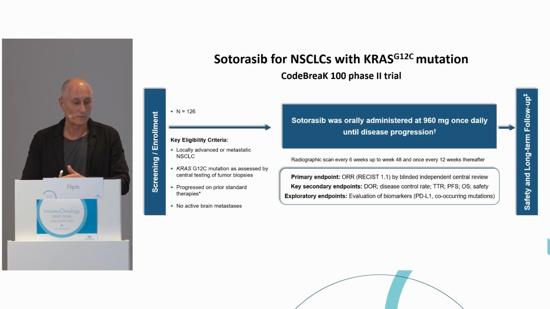Patients must have progressed on prior standard treatments, and no brain mets were allowed. So sotorasib was orally administered at 960 milligram once daily until disease progression. This is pretty interesting because today in the issue of JCO, it was published today, this was discussed, because at this dose there were, let's say, some side effects which might not be present at a dose of 240 milligrams, which was also discussed.